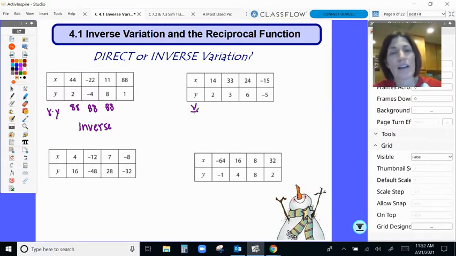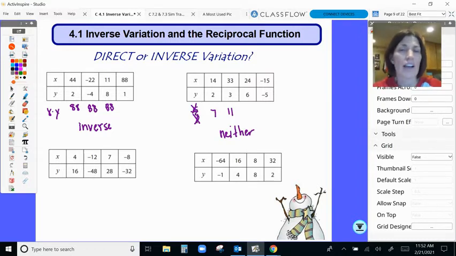So let's take y divided by x and see if that works. 14 divided by 2 is 7. 33 divided by 3 is 11. So this is going to be neither. It's neither direct nor inverse. It doesn't fit either x times y or y divided by x.